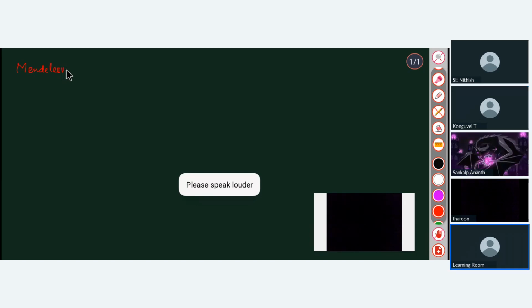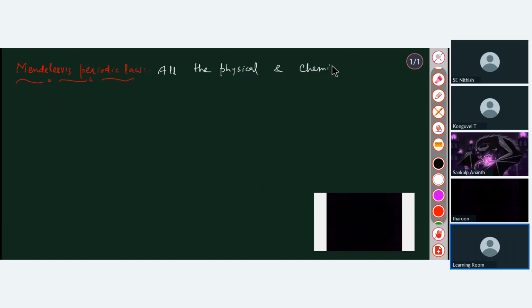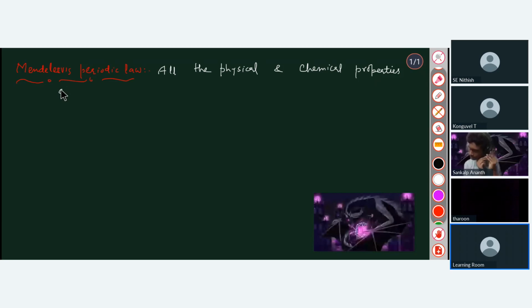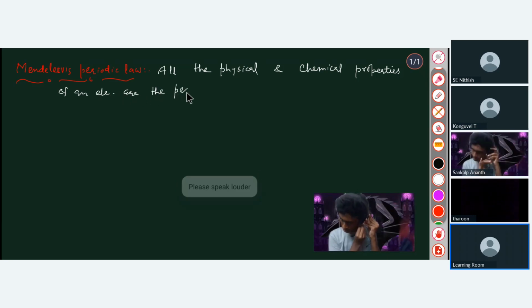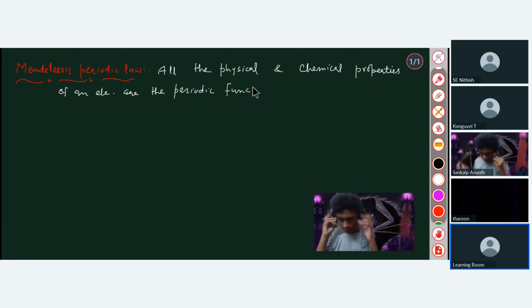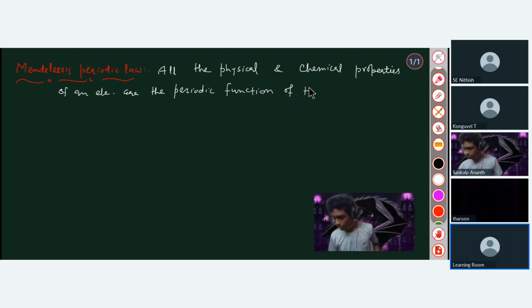Is it visible to all of you? Yes, sir. Okay, so what does Mendeleev's periodic law state? It states that all the physical and chemical properties of an element are the periodic function of their atomic mass or atomic weight. So let me write it here: all the physical and chemical properties of an element are the periodic function of their atomic weight. Or you can also call it atomic mass.